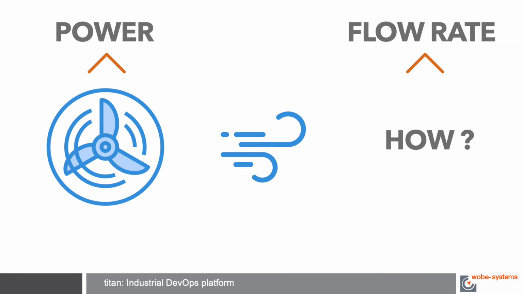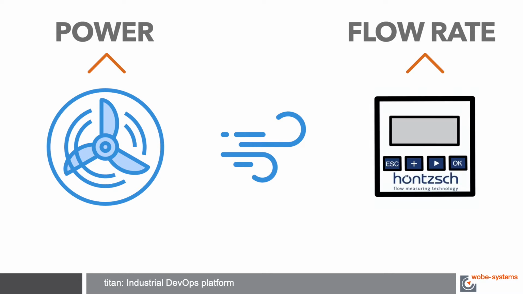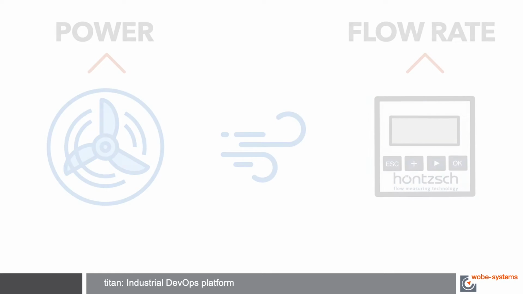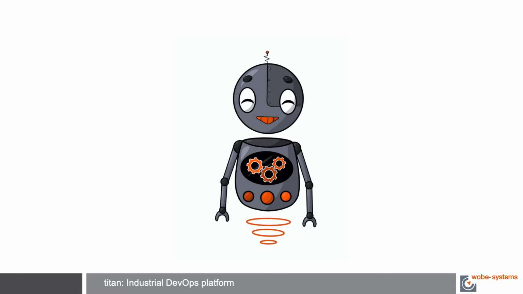The company Hunch specializes in manufacturing flow rate sensors. Their sensors can precisely measure the flow rate of any gas or liquid. We're going to use a Hunch sensor to monitor the flow rate. We have two values that we can monitor. But why clear a problem when we can cause one?